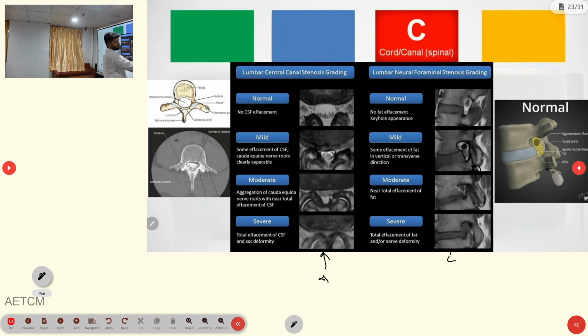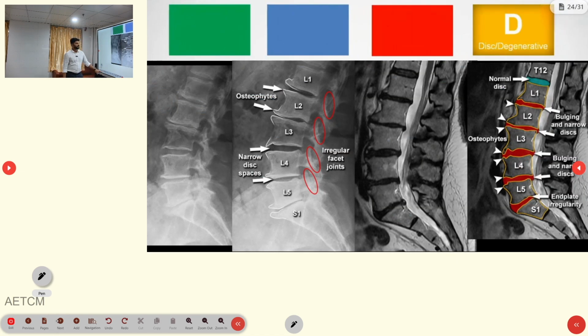You can see if any part of this is getting obliterated, then you suspect different grades of neural foraminal narrowing and cord compression. In the same way in the axial sections, you can see the traversing nerve roots and the other CSF spaces. Based on the compression and neural and spinal canal narrowing, you can grade the severity.